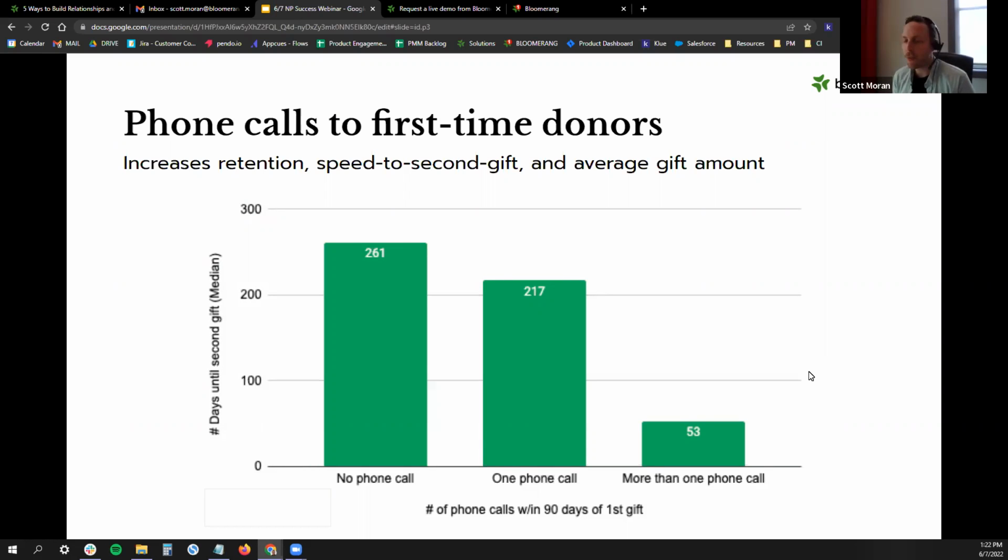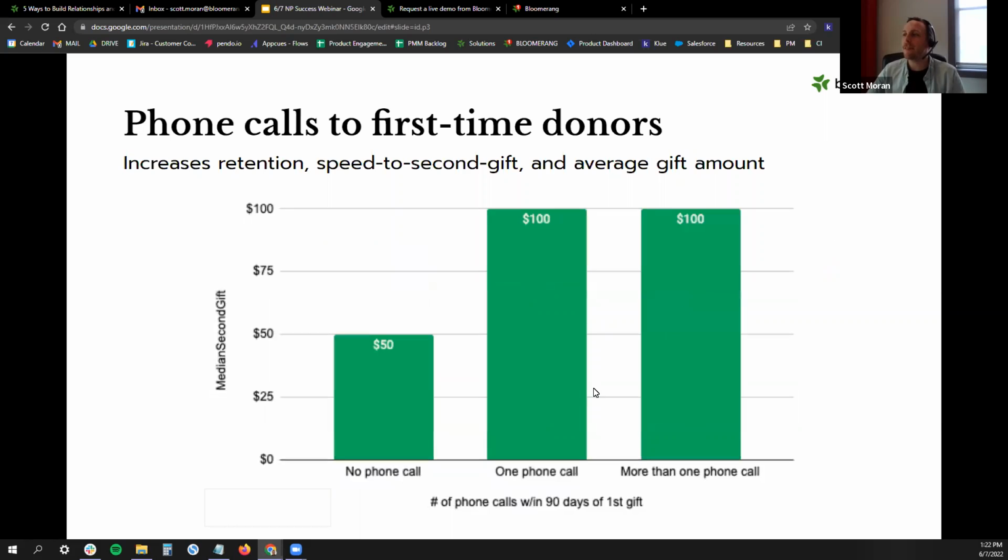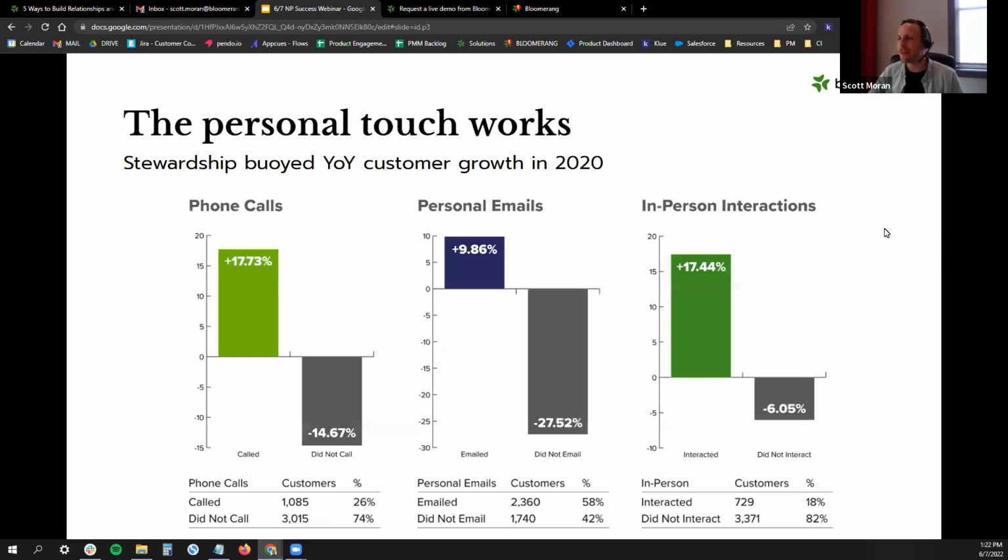So pretty wild there. Not only the probability of getting that second gift, but the speed of the second gift, and also the amount of the second gift can all have dramatic results with just a phone call. The median second gift with no phone calls is about $50, and with any phone call after that, you're looking at potentially doubling that donation. So there is power in phone calls still, is what we're trying to say today.